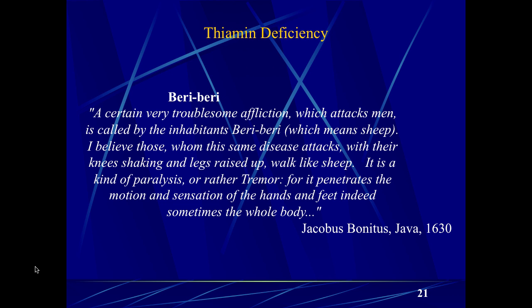So if you read this that was written quite a while ago, 1630, by an individual in Java, this is what he wrote. So they called it Beriberi. And in this condition, they said, there's a certain very troublesome affliction which attacks men. It's called by the inhabitants Beriberi, which means sheep. I believe those whom the same disease attacks, with their knees shaking and legs raised up, walk like sheep. It is a kind of paralysis, or rather tremor, for it penetrates the motion and sensation of the hands and feet, indeed sometimes the whole body. Okay? So these individuals were having difficulty walking and moving.